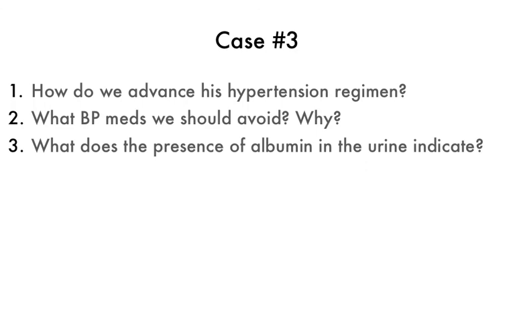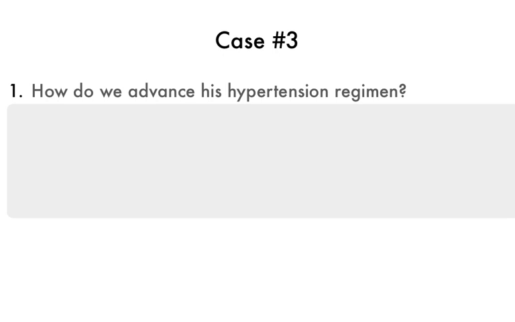Questions I have for patient number 3 are, number 1, how do we advance his hypertension regimen? We've already started him and we're not quite there yet, so we need to advance his therapy. 2, what blood pressure medicines should we avoid in this patient and why? And 3, what does the presence of albumin in his urine indicate? In the case, I didn't give you any indication as to the race or ancestral background of the patient. But we do have some information about his age, and we know that he was started on a loop.